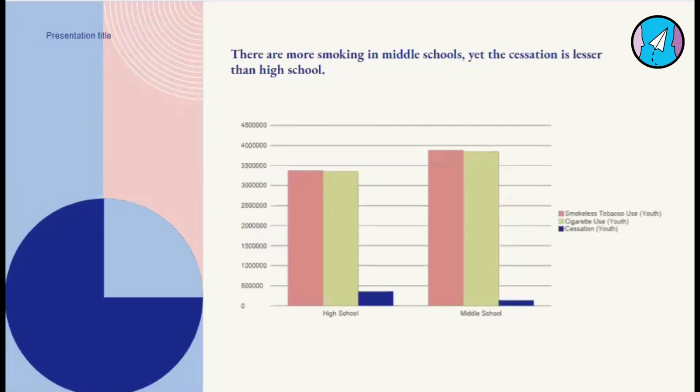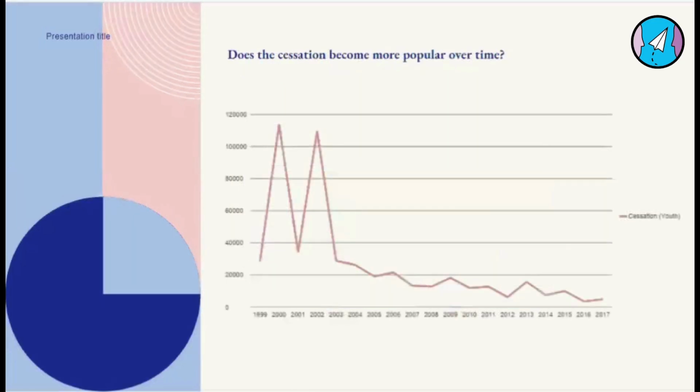In this chart we can see the data was taken more from the middle schools than from the high schools, and despite the data from middle school being higher, the cessation was lower. So we know that we have to work with the middle schools more than the high schools.